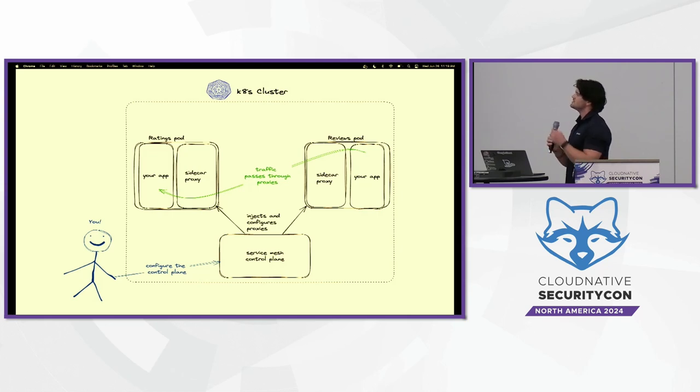So let's say reviews in this arrow is calling the ratings pod, right? Whereas traditionally it would have been direct pod to pod, container to container. In a service mesh, when reviews wants to talk to ratings, it's going to send a request to the reviews sidecar, which will then go to the ratings sidecar, which will then go to the ratings app. And then when ratings responds, it will go to the ratings sidecar, back to the reviews sidecar, and then back to your app. So this is sort of service mesh in a nutshell.